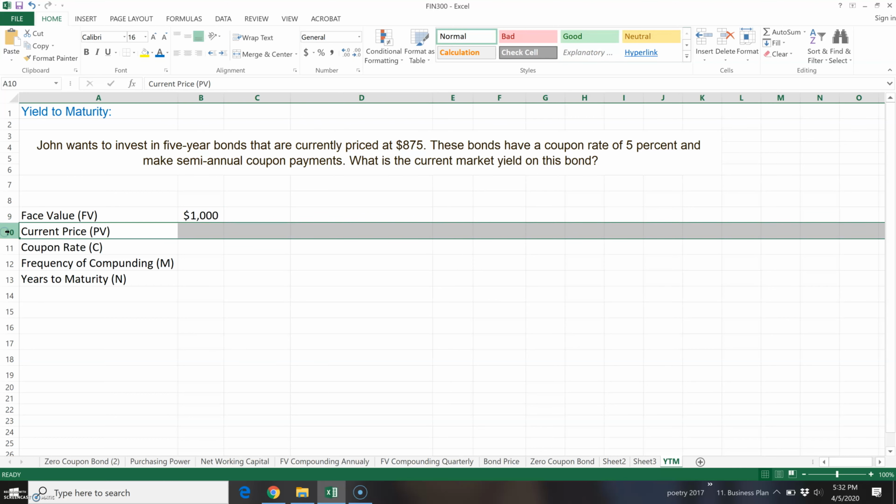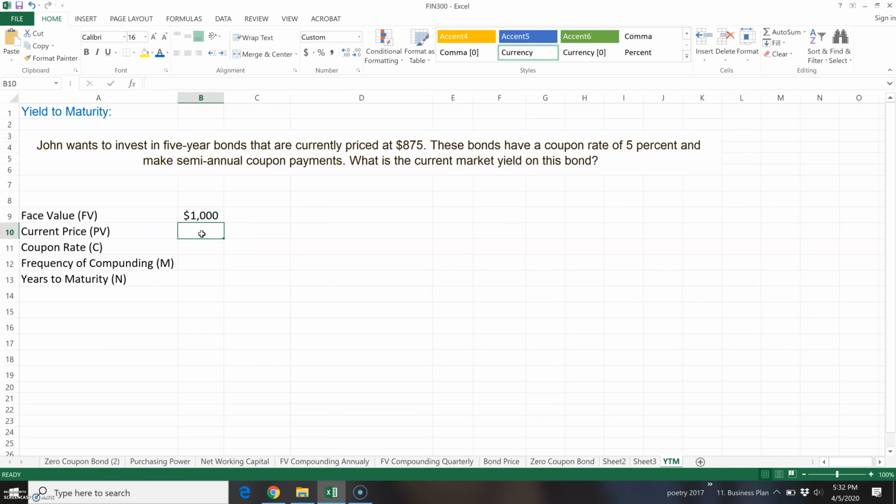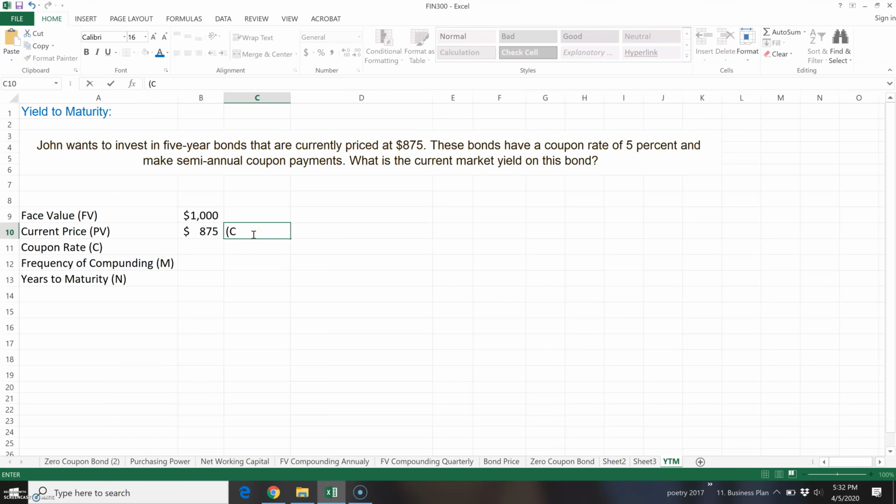The next one is the current price, which we assume is the present value of the bond, and that is around $875. Since this current price is basically the cash outflow, for the purpose of the calculation we'll enter a minus symbol before this present value or the current price and it will show you the value in brackets.